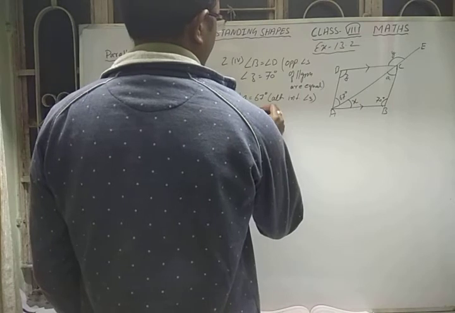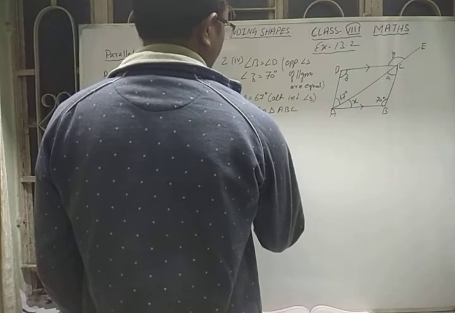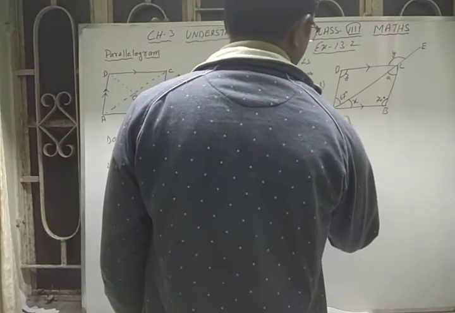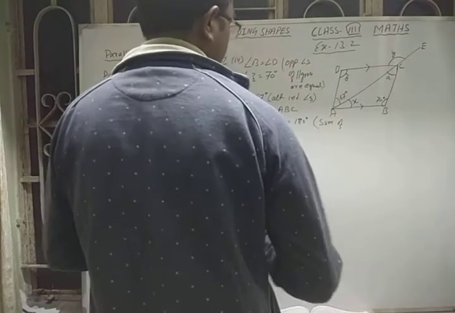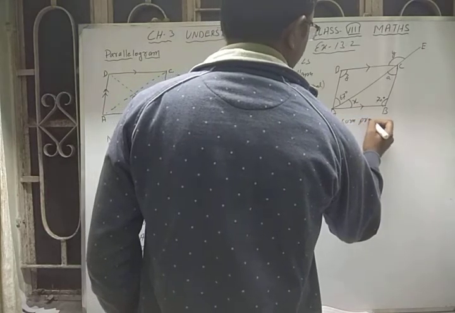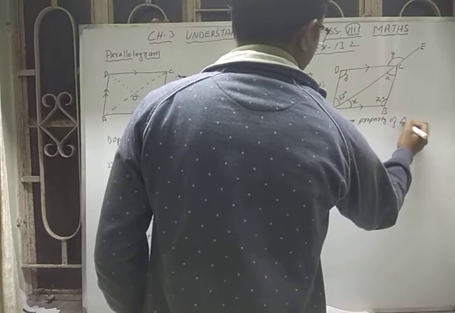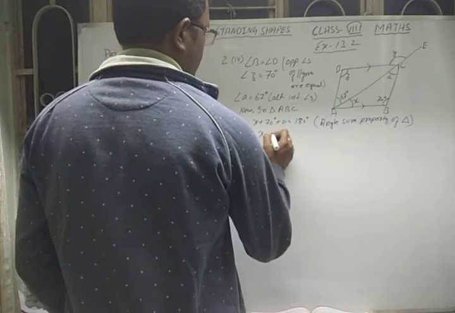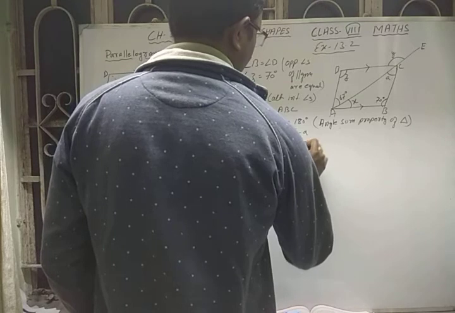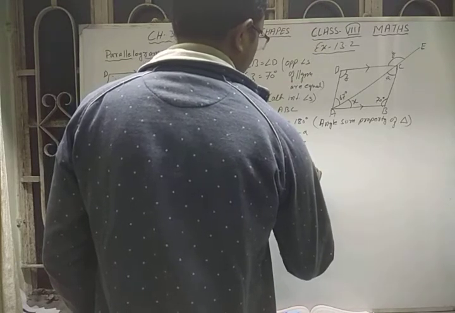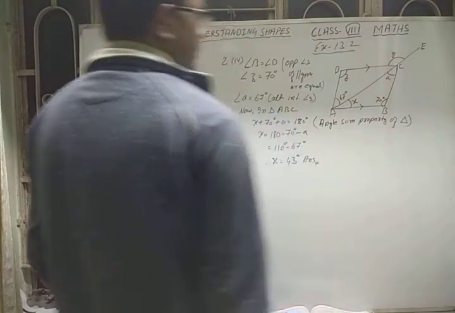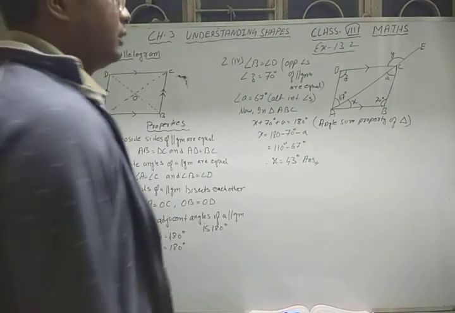Now in triangle ABC, X plus 70 degrees plus A equals 180 degrees. Why 180 degrees? Because again you have to write the reason: angle sum property of triangle. As a shortcut you can write angle sum property of triangle. So you know angle A. So X equals 180 degrees minus 70 degrees minus A. So it is 110 degrees minus 67 degrees. Therefore angle X is equal to 43 degrees. So the value of X is 43 degrees.